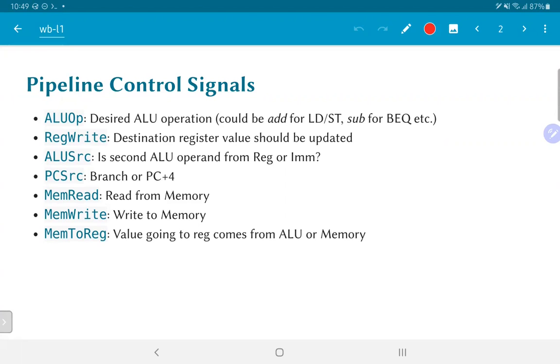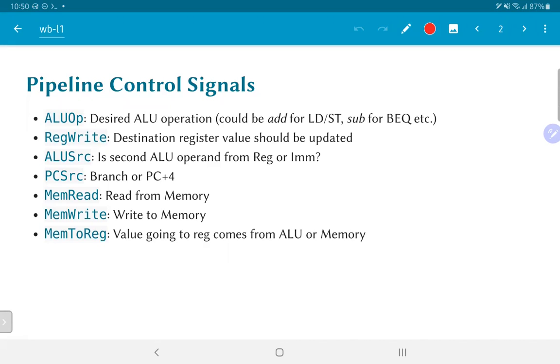The signals that we are interested in are the ALU op, which is the desired ALU operation. In general, it could be an ALU operation, add, subtract, and, or, XOR, and so on. But the ALU may also be used for the load store operations in order to compute the target address, or for a branch on equals or branch on less than, where a subtract operation might be required.